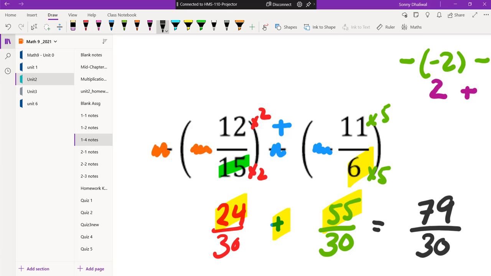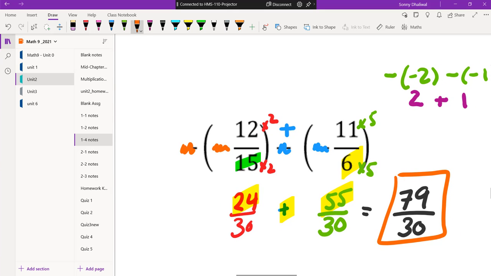Now, can this be reduced? That's another thing we should be checking. Can this be simplified? I don't know. Let's look at 79 on a number line. Using a number line here, 79 doesn't have any dots above it, so it is a prime number, so it can't get any smaller. So the only way you can make 79 smaller is dividing by 79. The denominator doesn't have 79 in it, so that's the smallest it's going to get. So this is our final answer.